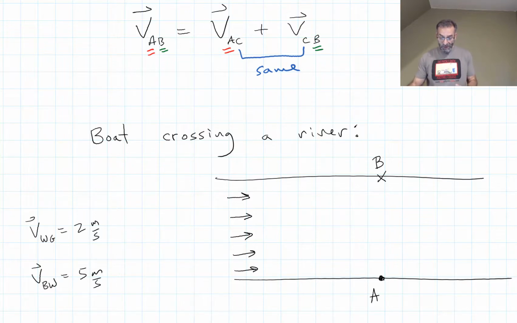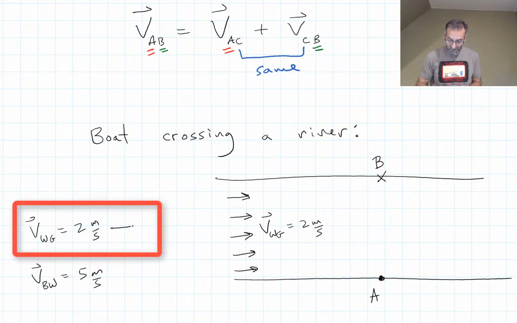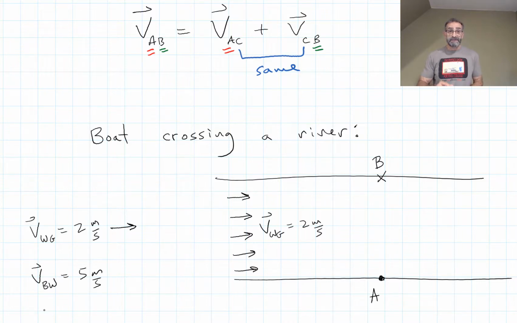So in this case, we have a boat crossing a river. Now we're going to make our river special. Of course, in a real river, the velocity of the water changes as you move across the river. It's slowest at the banks of the river, and it's fastest in the center of the river. We're going to make our velocity the same everywhere across the river. And we're going to call that the velocity of the water with respect to the ground. And it's going to equal 2 meters per second. So the magnitude is 2 meters per second. The direction is to the right, and the water has the same speed everywhere.